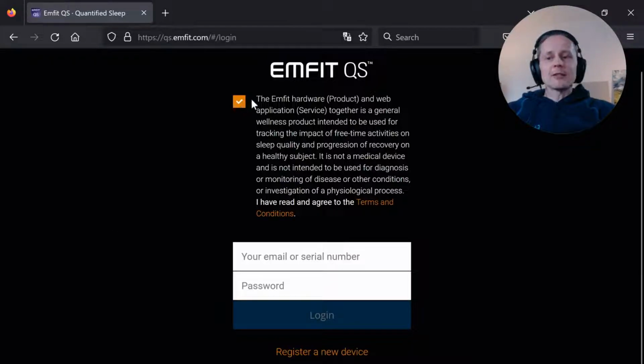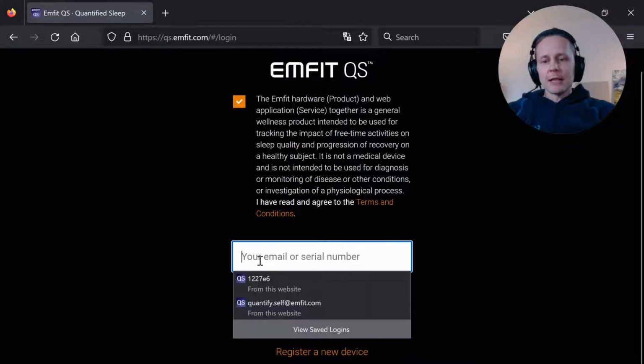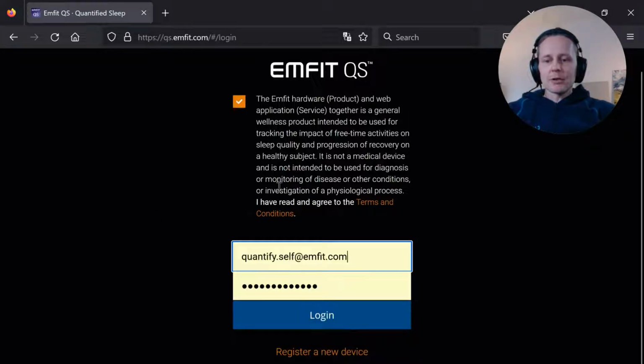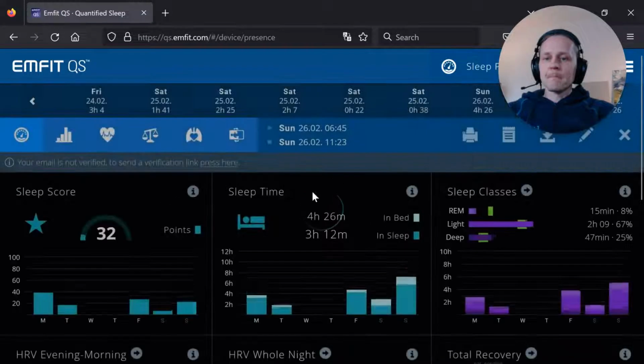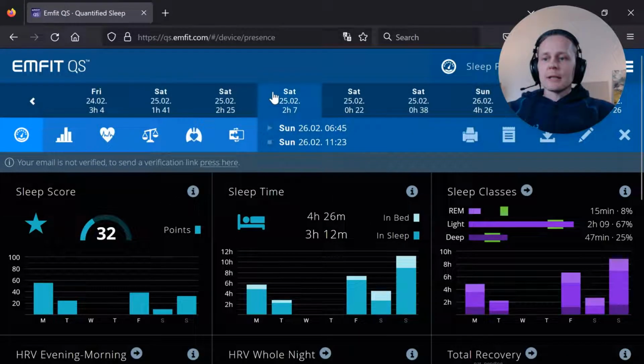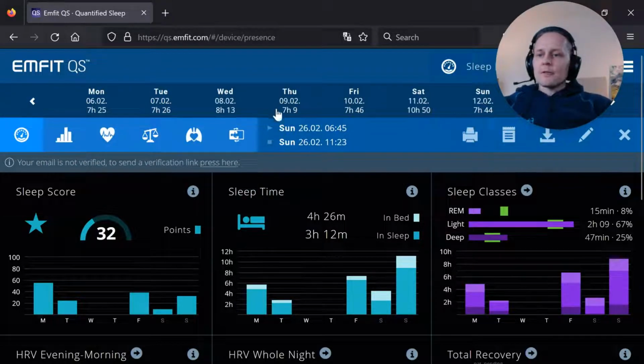You need to click agree to be able to fill in your details, and I will go now to our demo account. If you don't remember what your password is, you can click forgot password. I click login, and I will get into a view like this. I will see a day and the date here, and I can see the total sleep time.